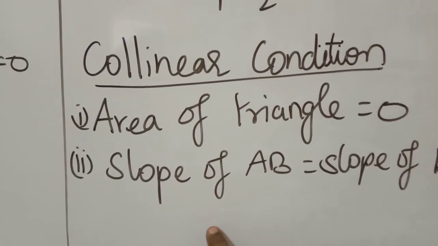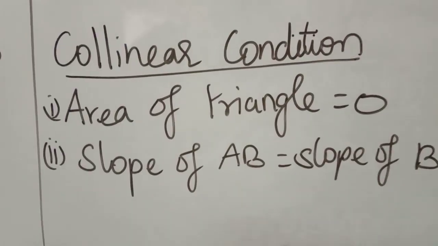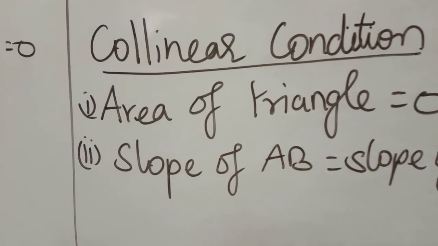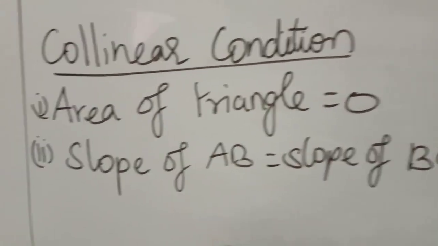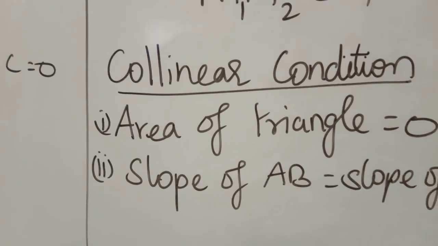Second condition: slope of AB equal to slope of BC. Three points will be given. Consider the three points as A, B, C. Find the slope of the first two points, slope of AB, and find the slope of the second and third points, slope of BC. If these two are equal, then the three points are said to be collinear.